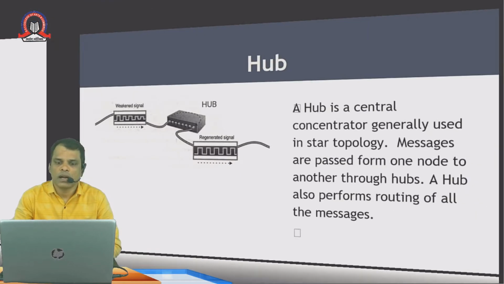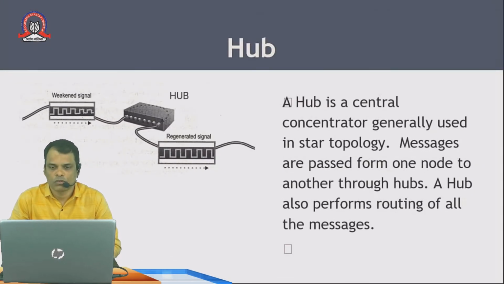The first part is the hub. So what is a hub? We have also seen some topologies. What is a topology? How we are connecting the computers together, in which way. In that, the most common topology is the star topology. So a hub is a central connector generally used in a star topology. Messages are passed from one node to another through the hub. A hub also performs routing of all the messages.